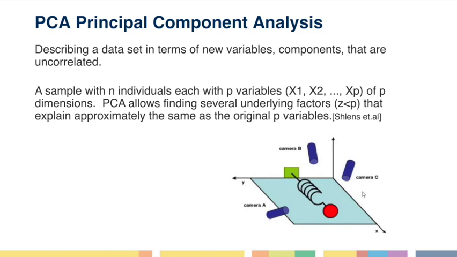So mathematically speaking, what we have is p variables, p dimensions, and what we want to do is to reduce them to an n that's below p, so that it's a good abstraction of the information that we had originally.